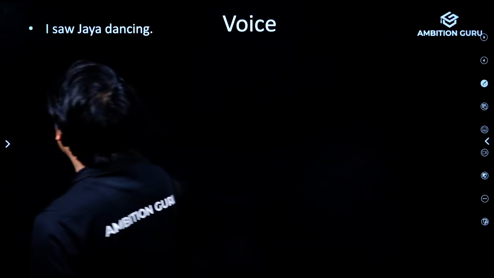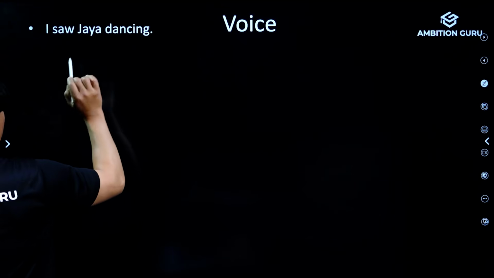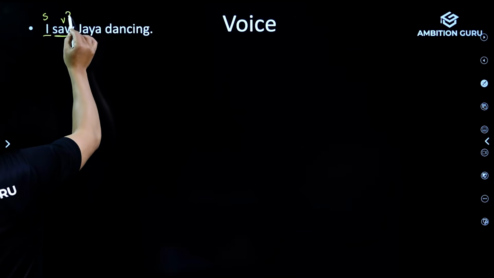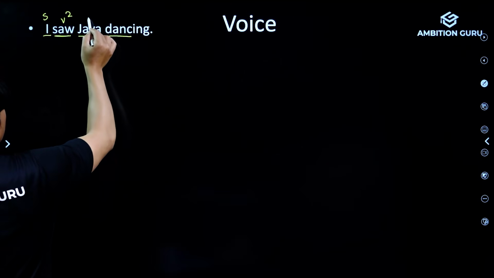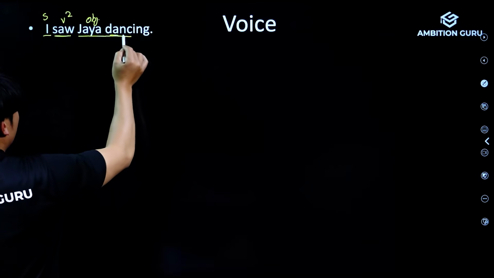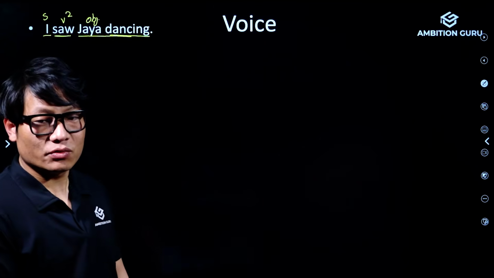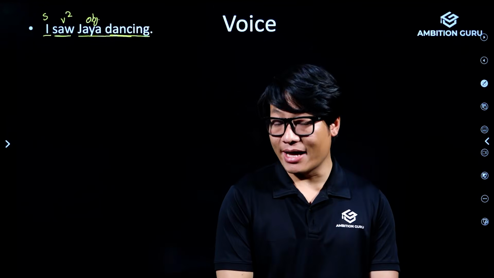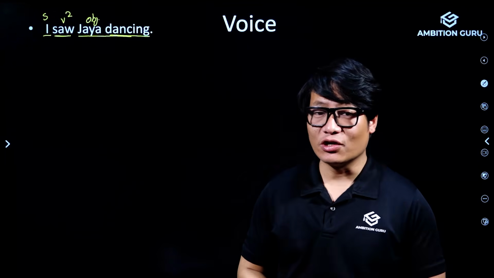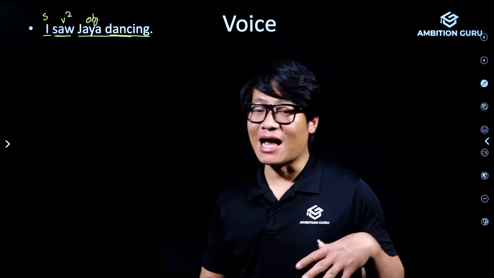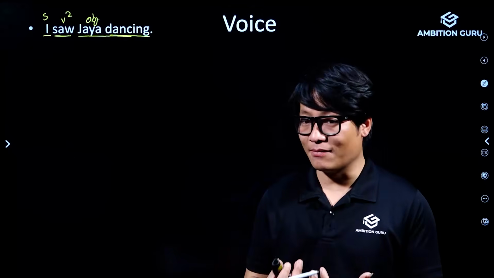Okay, so you can see: I saw Joya dancing. So I is the subject, saw is verb 2, Joya is the object, and dancing is the complement. So what's your answer? Joya was seen to dance, or Joya was seen dancing. Okay, yeah, I can see three types of answers. So what's its answer? It has its own answer pattern.